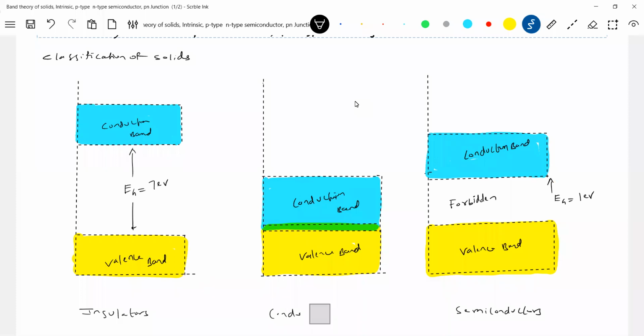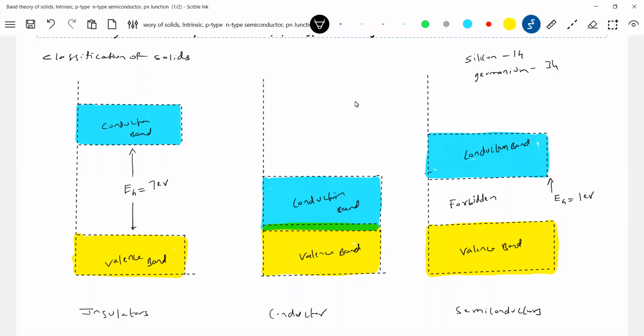So what are these bands? Next question comes like, what are these bands here? Okay, let's see, what are the semiconductors? A good example of semiconductors are silicon, whose atomic number is 14. Next we have germanium, whose atomic number is 32.